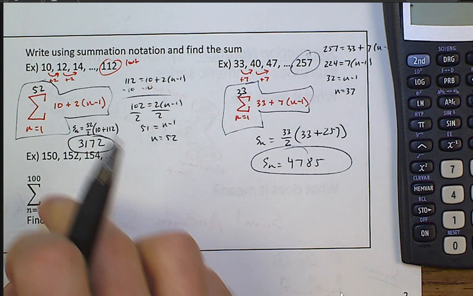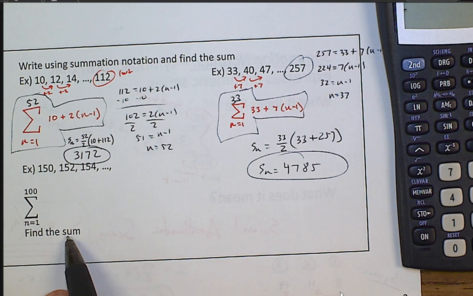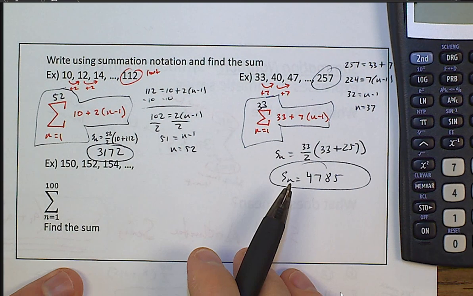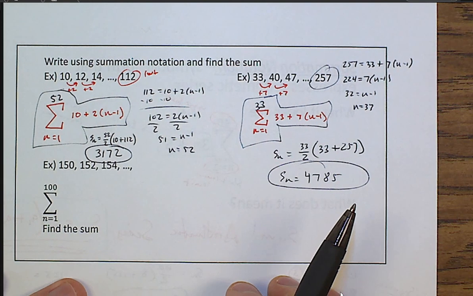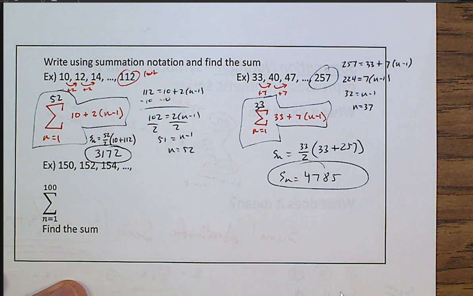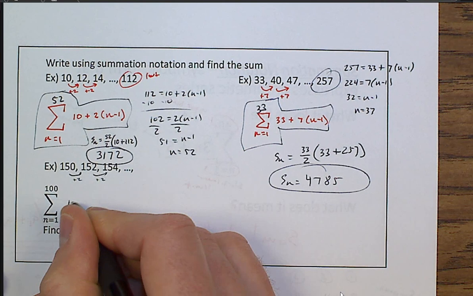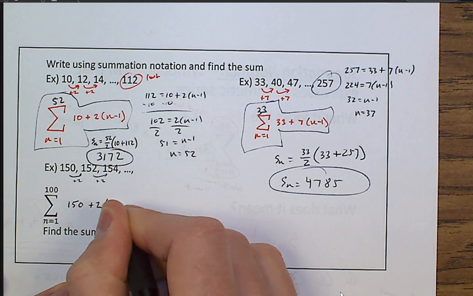Last one here. I'm asking you to find the sum. So it's the same type of question, just slightly different information. See what you can do, and then we'll come back and give it a try. All right. I don't have my explicit formula written in here, so I wanted you to do that. What's happening? I'm adding 2 to everything. So my explicit formula would be, I'm starting at 150, I'm adding 2, n minus 1 times.